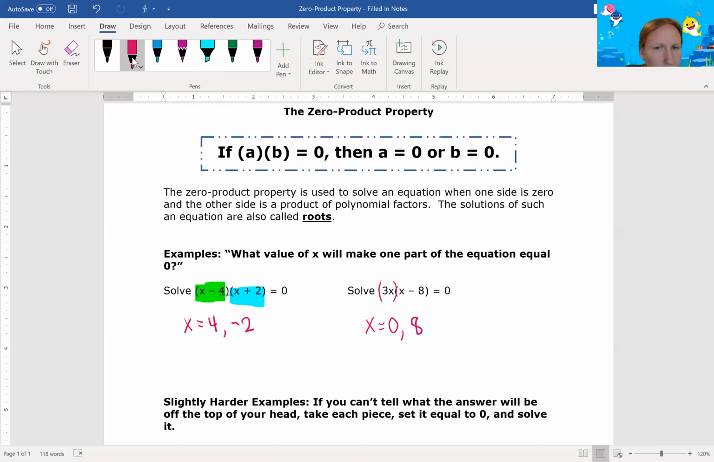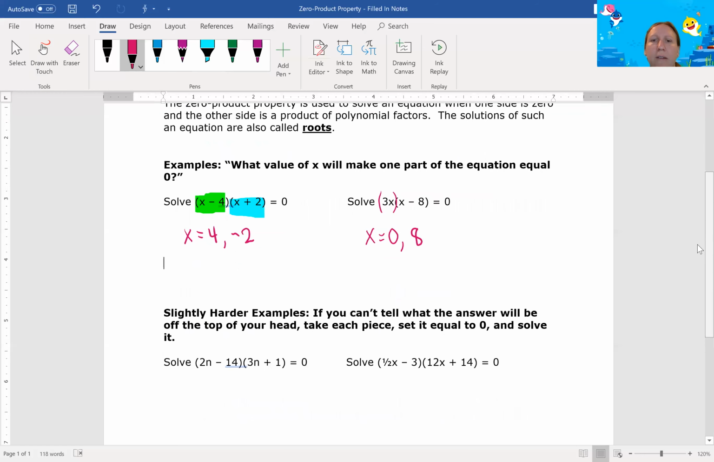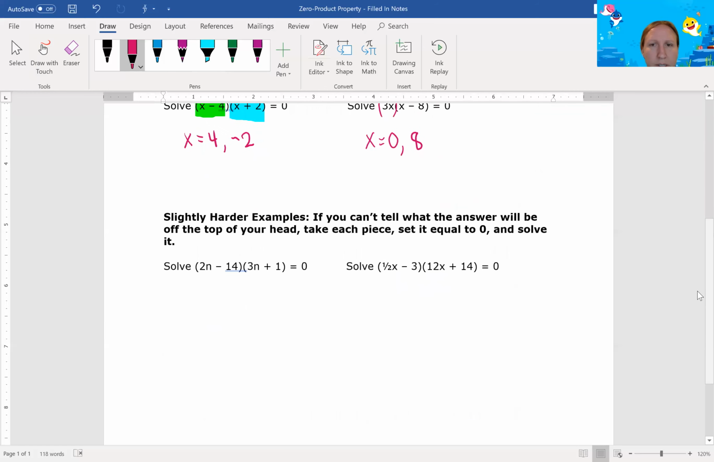Now these are pretty easy to see what the answer should be. You will get ones where it might be a little bit harder to see what the answer should be. Some of you are still going to be able to do these in your head, which is awesome. But if for some reason you're having trouble figuring out what the solutions will be, really what we are doing is taking each of these little tiny pieces and setting it equal to 0. So you can write it out as setting it equal to 0.